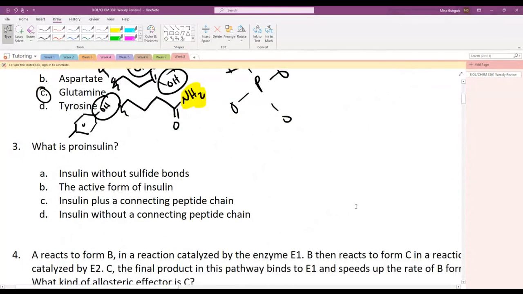The next question asks, what is pro-insulin? So pro-insulin is a very common example that's used both to teach this concept and on exams to make sure that you understand this concept.